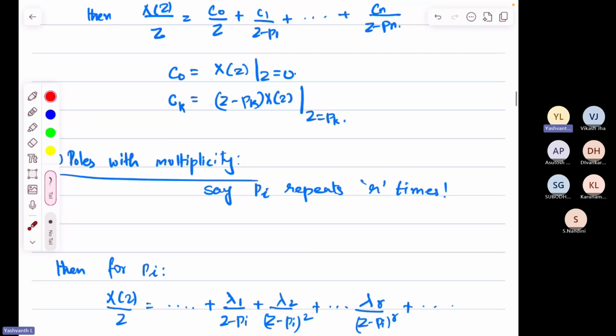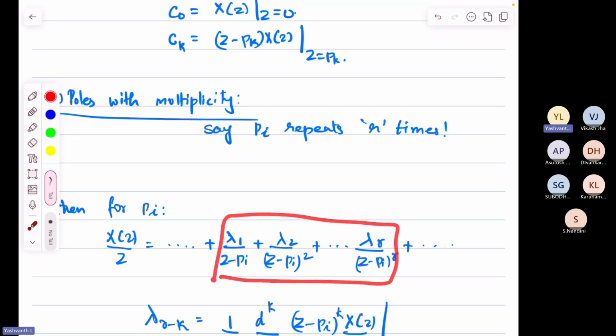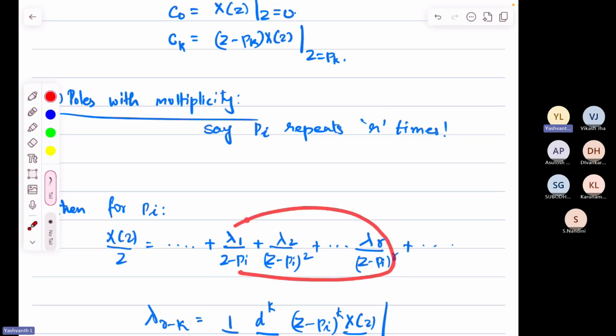Now, if you have poles with multiplicity, let's say your pole pi is repeating r times, then corresponding to that pole there are r terms. Like how if you had a simple pole, only one term is enough for one pole, you should have r terms, where each term will have a different exponent of that particular z minus pi. And how do you find the values for lambda 1, lambda 2, and so on to lambda r?